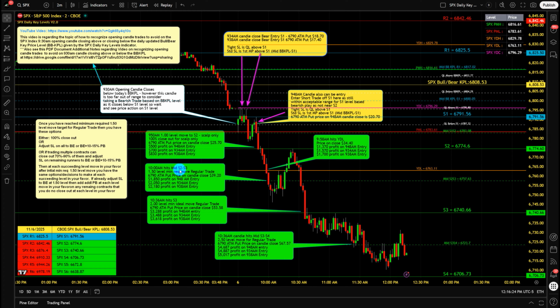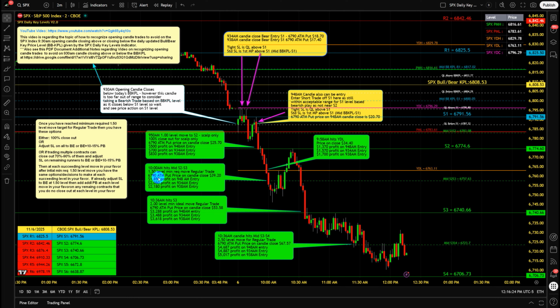At 10 a.m. it hits the mid S2, S3 level here. That is the 1.5 level minimum required move for a regular trade. So this is the initial target required for a regular trade of 1.5 levels. That is calculated by taking the level you're trading from, S1, and since it's a bearish trade, we're looking down. One level is S2. The next midpoint level is the half level. So that is your 1.5 levels here, mid S2, S3 from trading at this level.